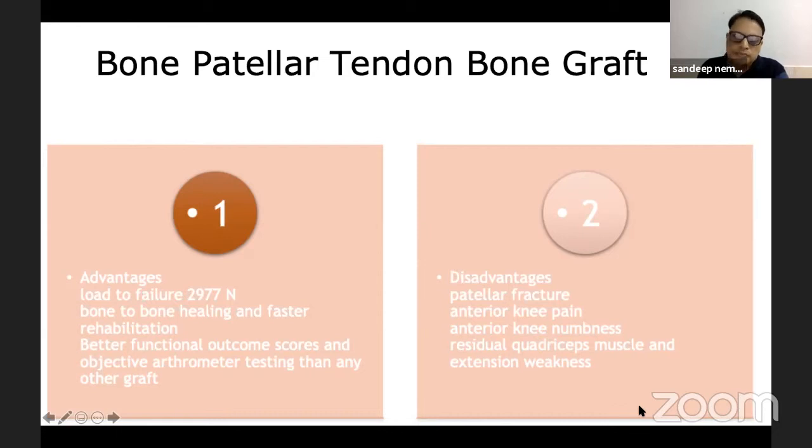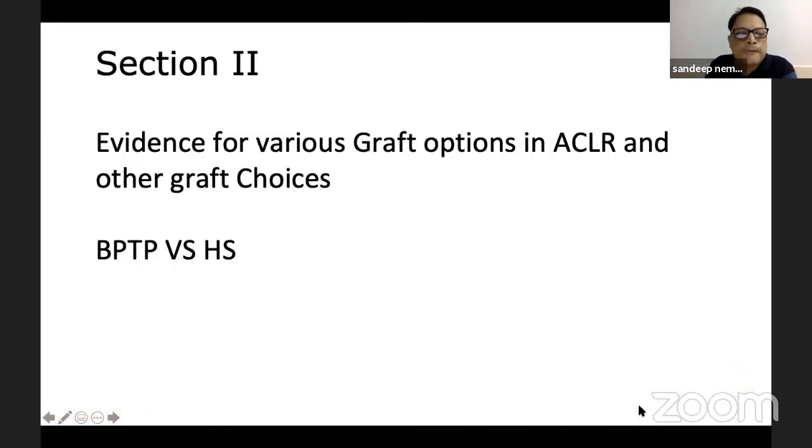The disadvantages associated with this graft are patellar fracture, anterior knee pain, anterior knee numbness, residual quadriceps muscle weakness and extension weakness. I'll say it is more difficult to harvest this graft compared to other grafts.